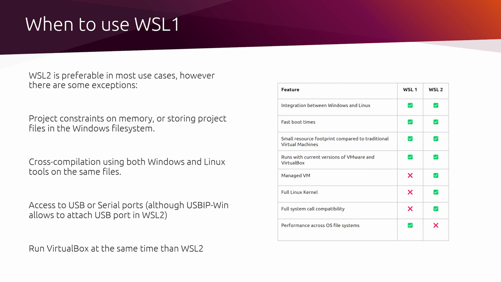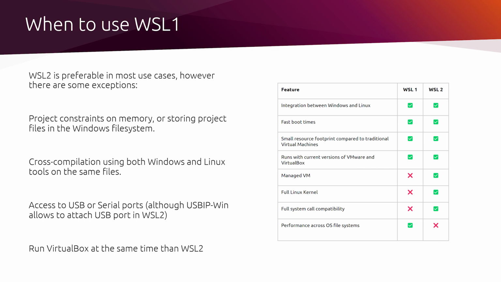For USB ports, there is a project called USB IP-Win, which allows you to attach a USB port to WSL2. But for serial ports, there are some workarounds, but it's still difficult to do. And with VirtualBox, for example, there are some incompatibilities. With some versions of VirtualBox, it may not work if you're running WSL2 at the same time. So you may want to use WSL1 if you're relying heavily on VirtualBox.